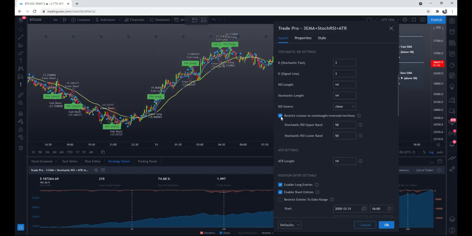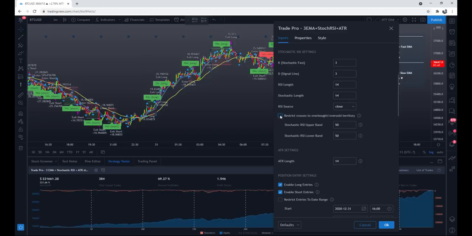Or I'll quickly see what happens if we don't restrict it. So it's just going to take all crosses of the stochastic RSI. So this is taking every single cross. You can see there are a ton of entries coming down here. So now we have 384 trades with a 69% win rate, profit factor of 1.5, 221% profit. So you can customize it to do whatever you would like. And it seems that all of these performed pretty well, and it's going to depend on what you want to do.